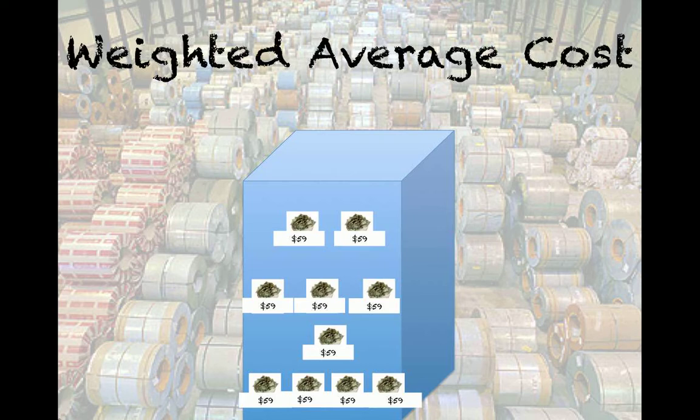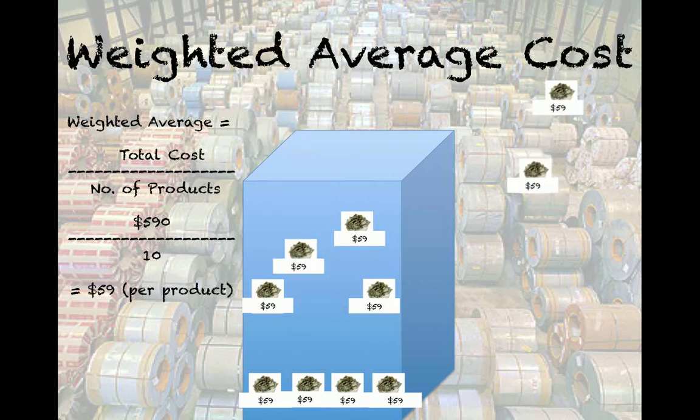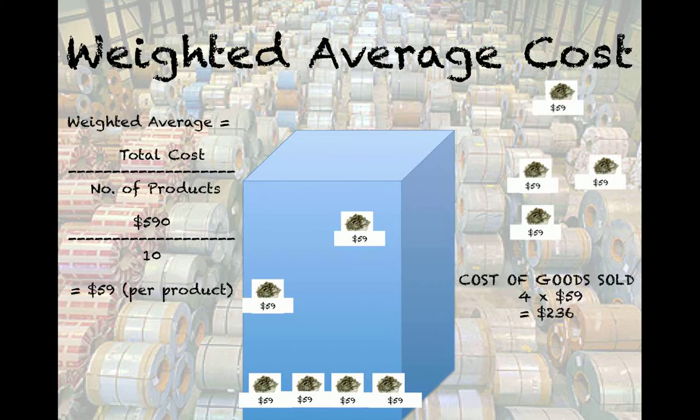The third method is the weighted average cost. This method uses the weighted average cost of purchases as the cost of each good sold. Therefore, using the example above, total cost was $590 and there were 10 products, leaving $59 per product. If 4 items were to be sold, cost of goods sold would equal $236 and closing inventory would equal $354.